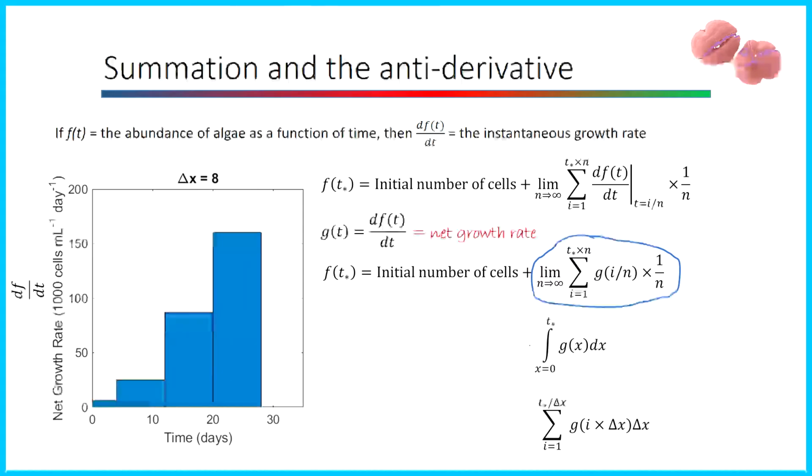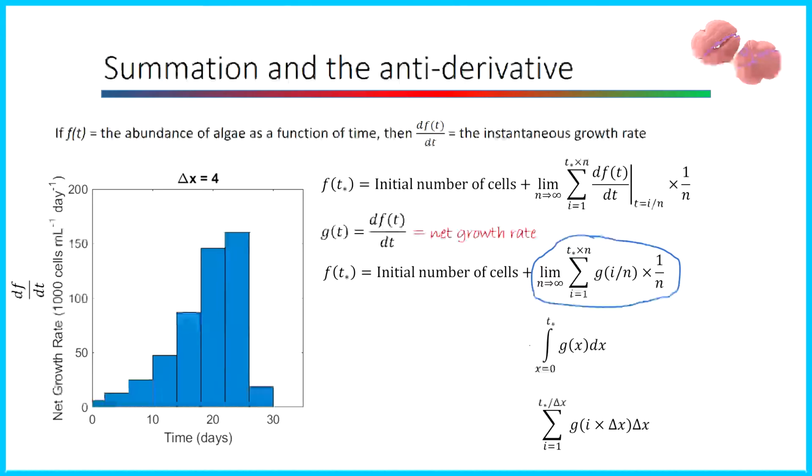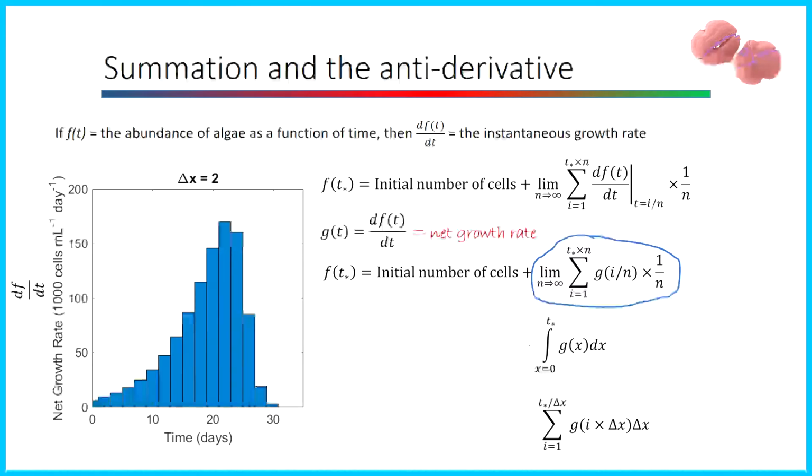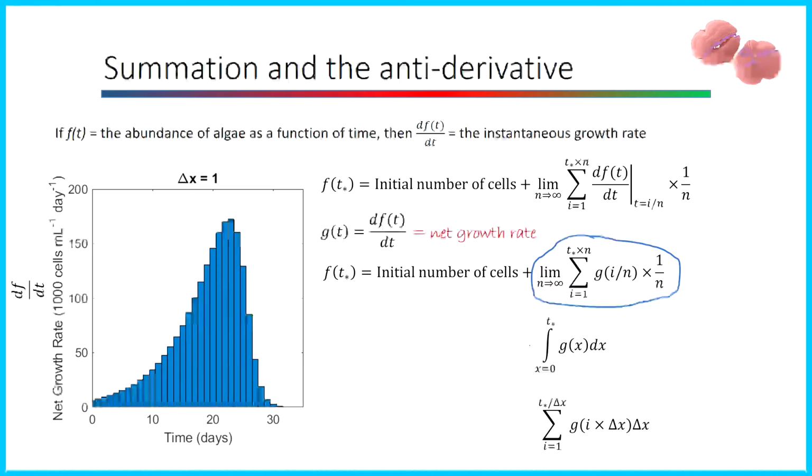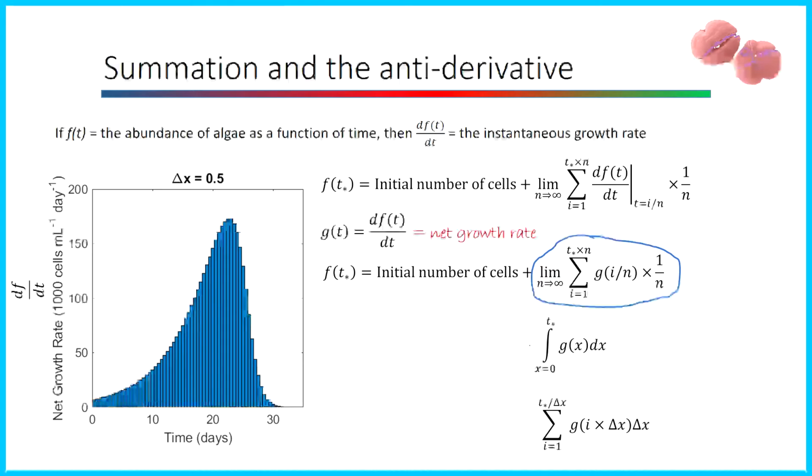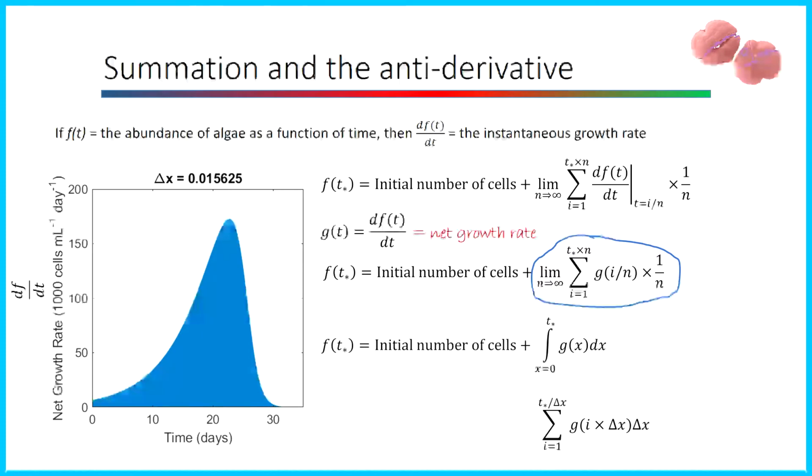What this bottom equation is really doing is summing over boxes with the width of delta x. What the integral does is it makes those boxes smaller and smaller and smaller to make the result more and more accurate. And in the limit, as our delta x approaches 0, we get the integral above, which gives us an accurate answer to the equation f of t star equals the initial number of cells plus the integral from x equals 0 to t star of g of x dx.